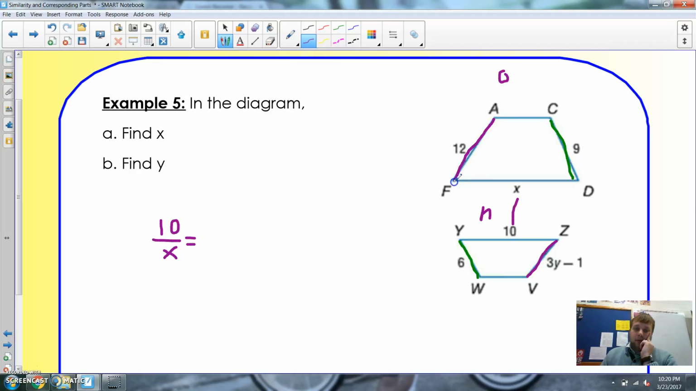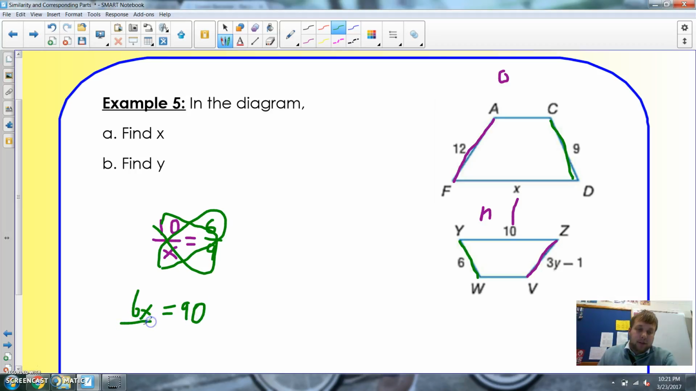All right, I'm just going to color code this. So, the less slanty side, I'm going to say new, which is 6, over original, which is 9. Now this is called a proportion. And the way I solve these, we did a couple yesterday, we just cross multiply. So I'm going to have 6x equals, and I'm going to cross multiply these. 10 times 9 is 90. And I'm going to divide by 6 to solve for x. I got x equals 15.